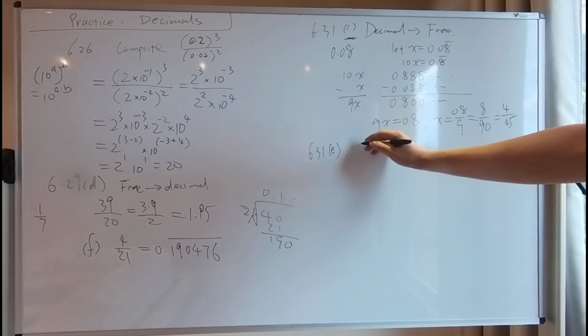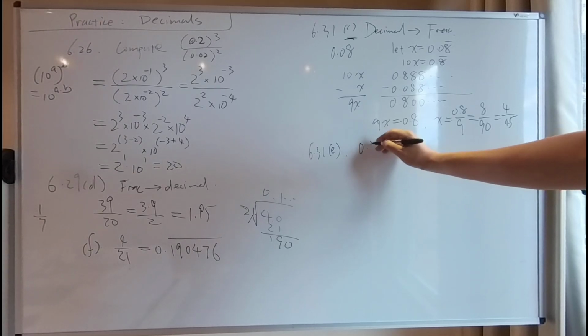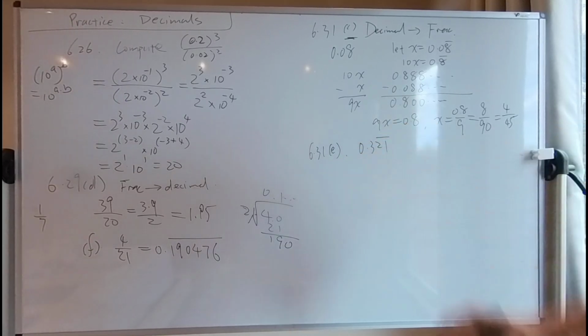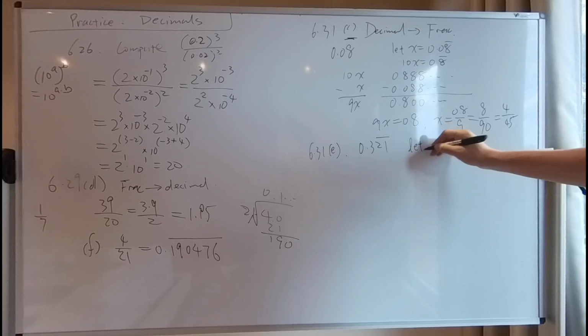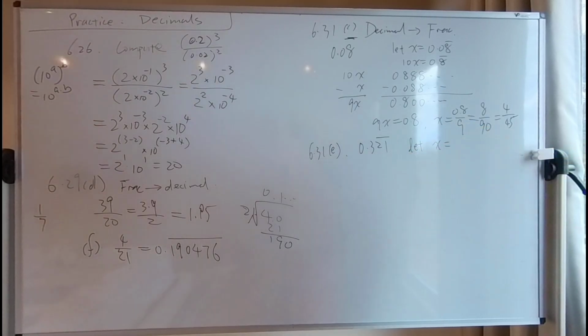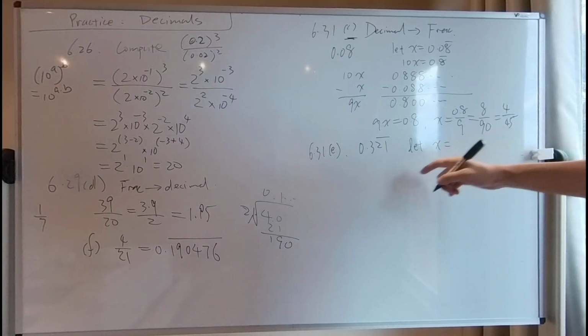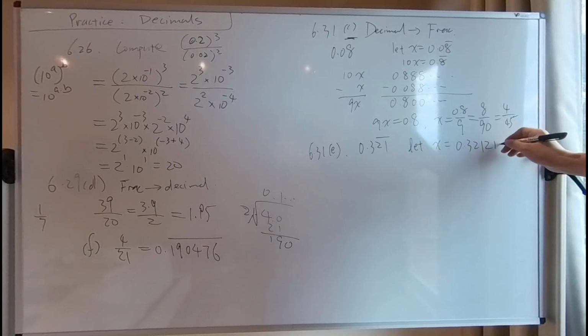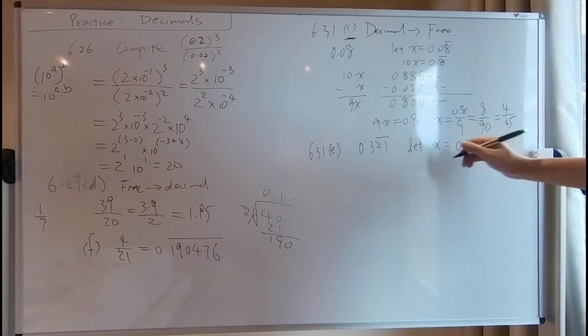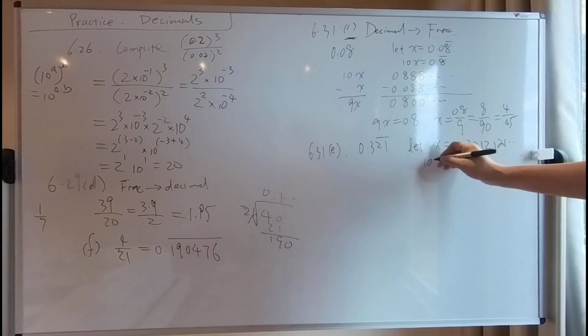Right, so let's see another example. 0.321 with the digits 2 and 1 repeating. As I just said, this time I have 2 digits repeating, so it looks like I need to multiply by a power of 100. Again, first of all, I let x be 0.321 with 21 repeating, and I'm multiplying by 100 because there are 2 digits repeating.